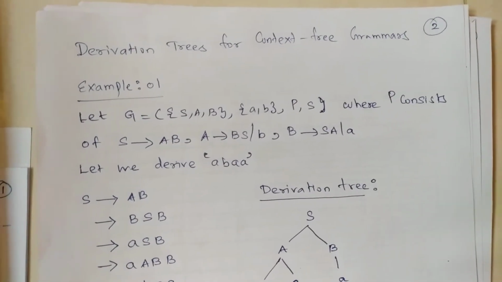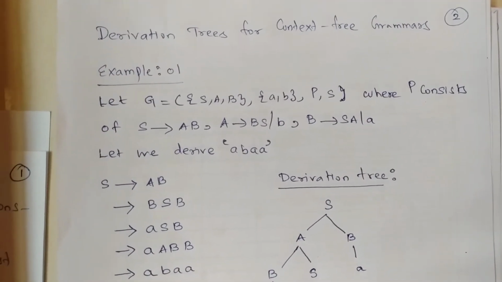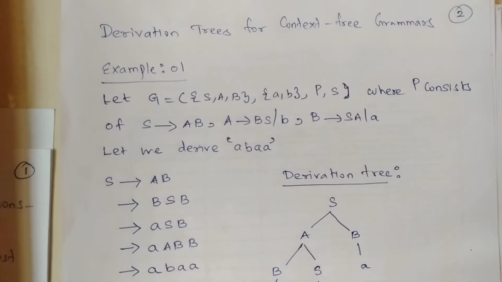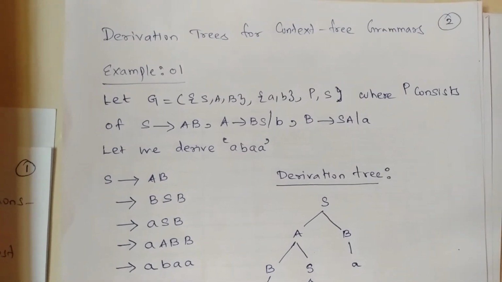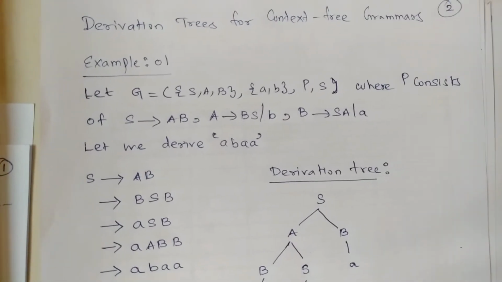You already know what a context-free grammar is, and what a grammar is. A grammar is a four-tuple, V, T, P, S. V is the variables, T is the terminals, P is the production rules, and S is the start symbol. Here an example is given.